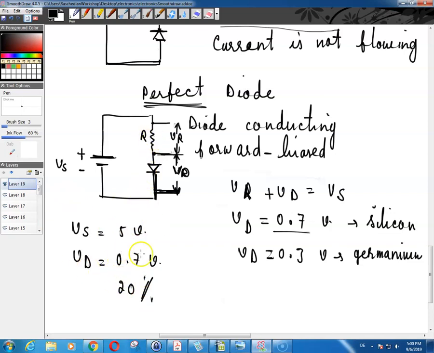And then around 80% of the power supply voltage would drop across the resistor over here. So in cases where the power supply voltage is low, like 5 volts, 3 volts, or something like that, below 10 volts, we take this voltage drop across the diode into consideration, because it's important, because it's a large percentage of the power supply voltage.